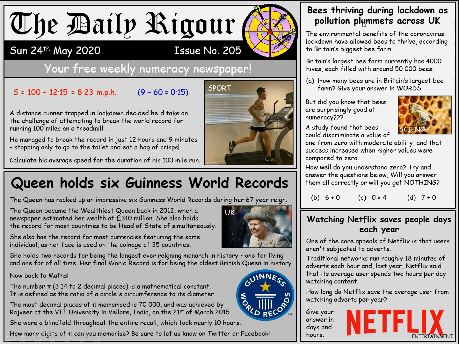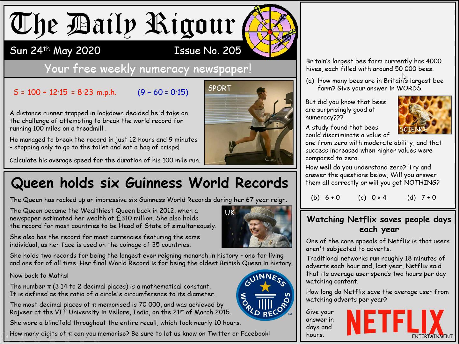So the bees are now thriving during lockdown as the pollution plummets across the UK. So Britain's largest bee farm currently has 4,000 hives, each filled with 50,000 bees. So how many bees are there in the world's largest bee farm? Well, it's really going to be 4,000 lots of these 50,000 bees. So it's going to be 50,000 times 4,000.